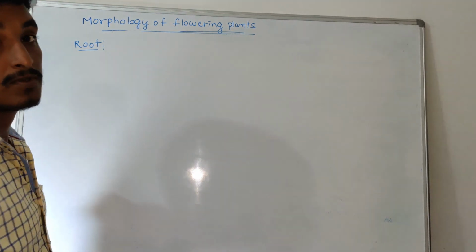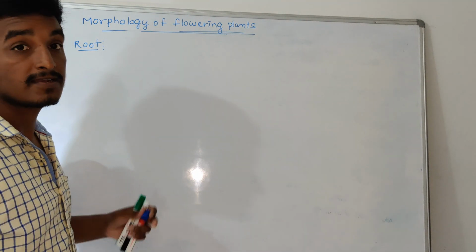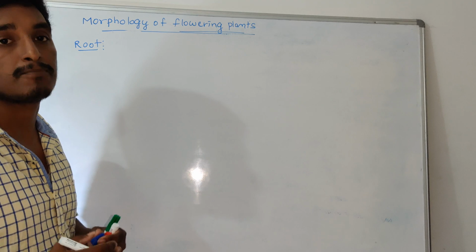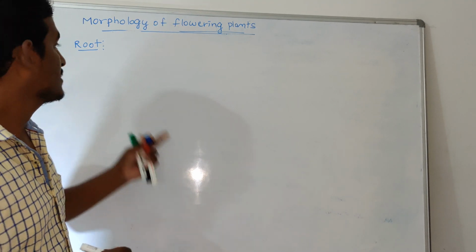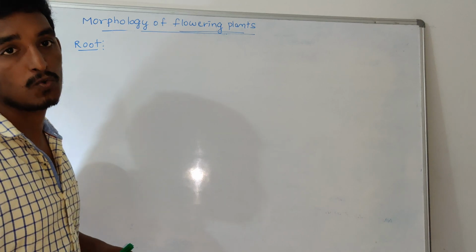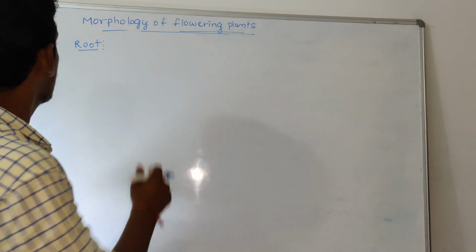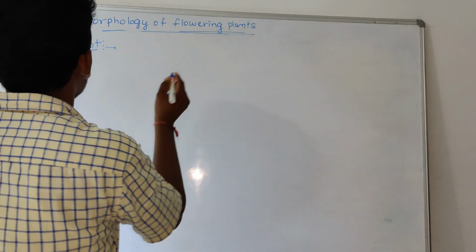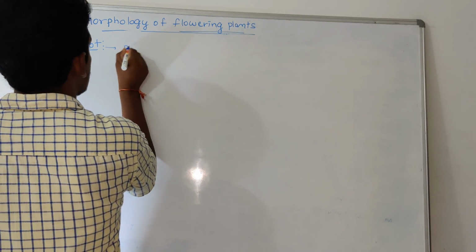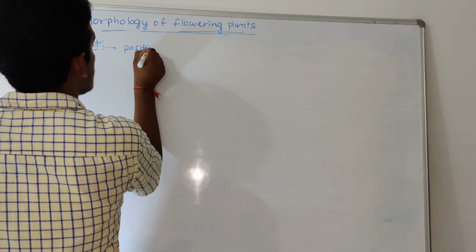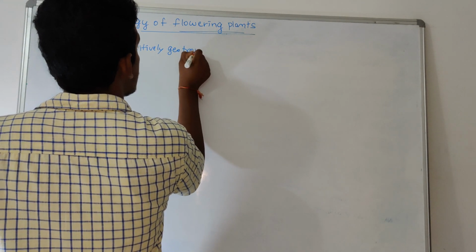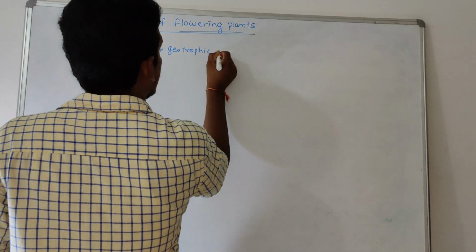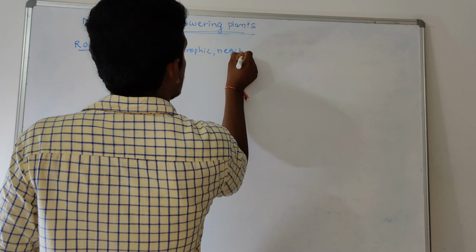So what about the root? Where does it come from? It comes from the radicle portion, right? The plumule will give a shoot, and the radicle will give a root. So generally, roots grow positively geotropic and negatively phototropic.